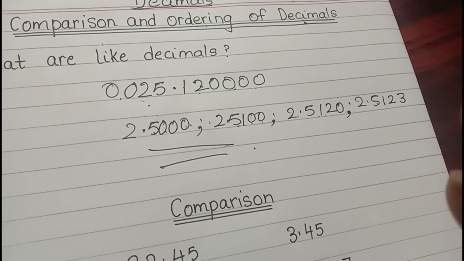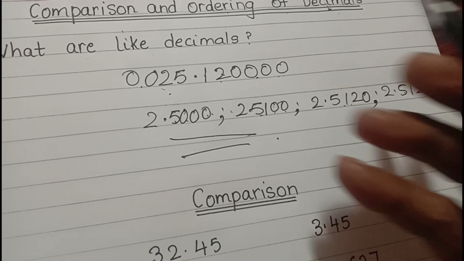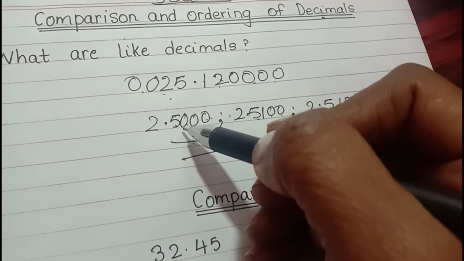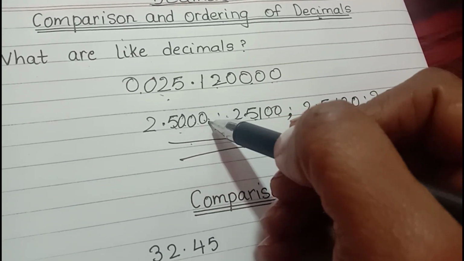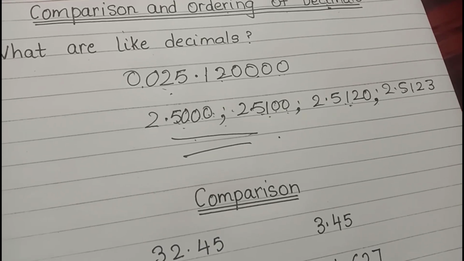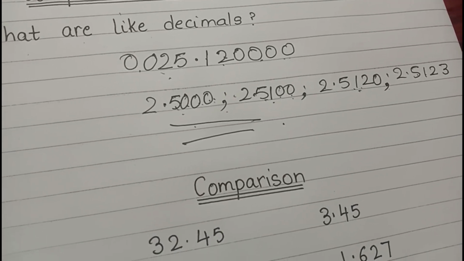Now you must be thinking, why am I teaching you like decimals? You know, children, if you change your numbers into like decimals, that means the number of digits after the decimal are the same, then addition, subtraction, comparison and ordering become very easy.